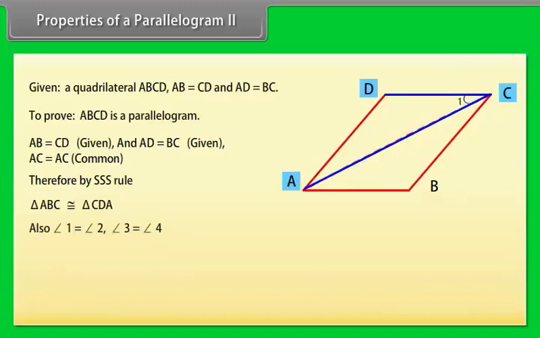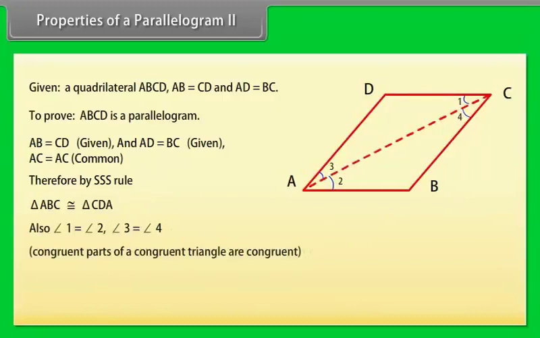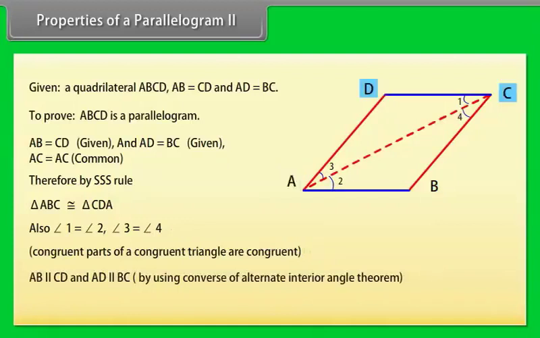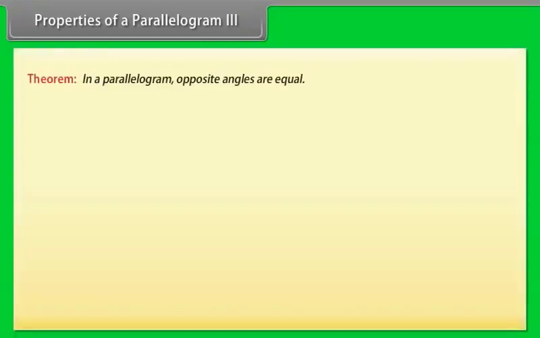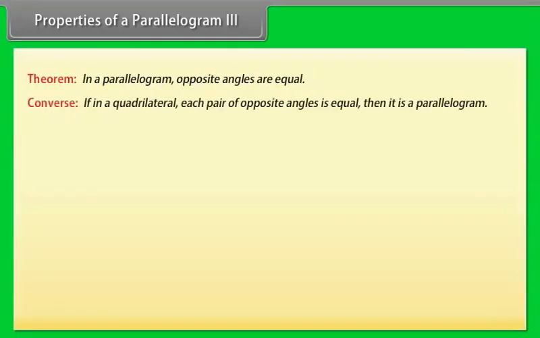Also, angle 1 is equal to angle 2 and angle 3 is equal to angle 4, because congruent parts of congruent triangles are congruent. Therefore, AB is parallel to CD and AD is parallel to BC. Hence, ABCD is a parallelogram. Properties of a parallelogram 3. Another property of a parallelogram says that in a parallelogram, opposite angles are equal. The converse of this theorem says that if in a quadrilateral each pair of opposite angles is equal, then it's a parallelogram. Now let us find one more property.